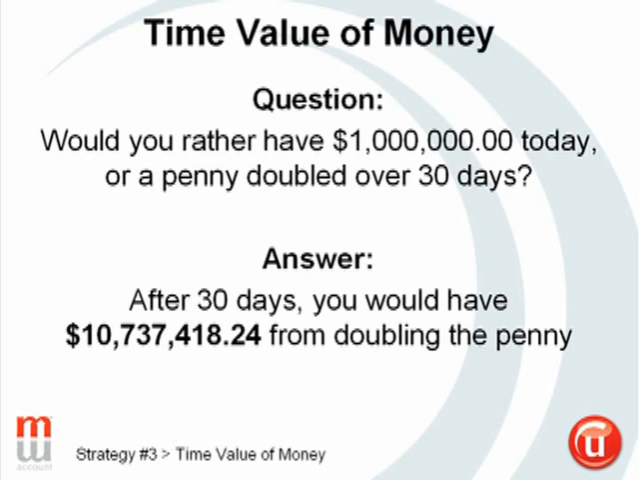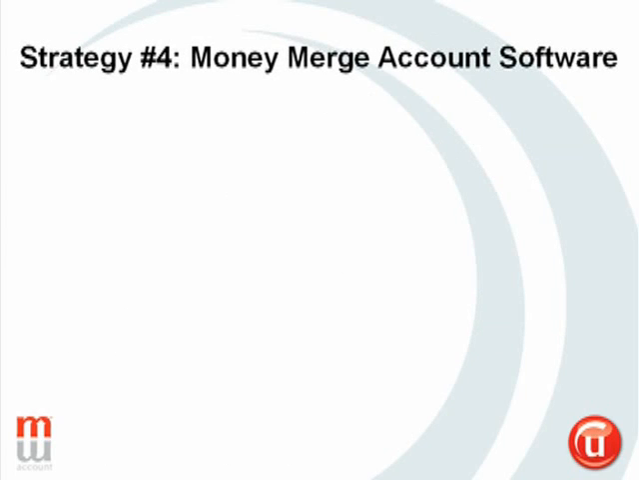Time value of money. What we do know is every decision that we make financially will either fulfill our dreams or fulfill someone else's dreams. I would say, would you rather have your money working for yourself, or would you rather have it working for someone else? The fourth strategy is the Money Merge account software and coaching system.